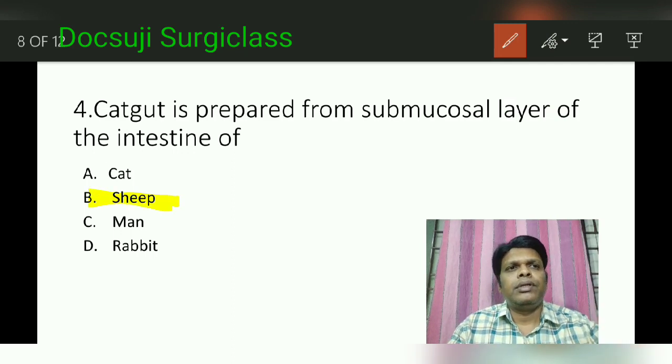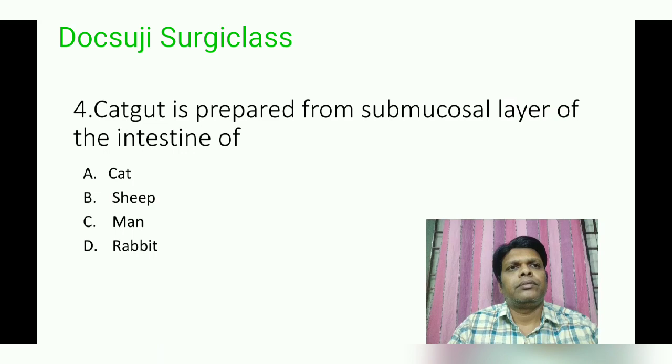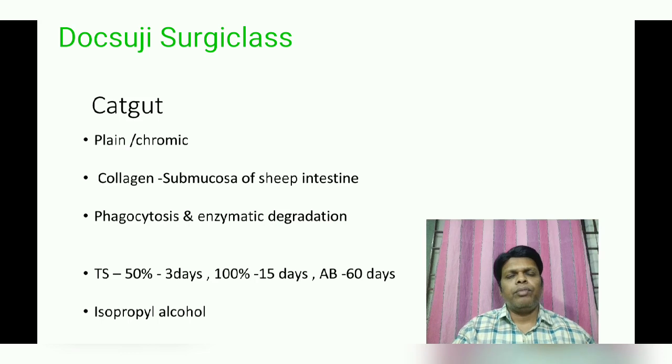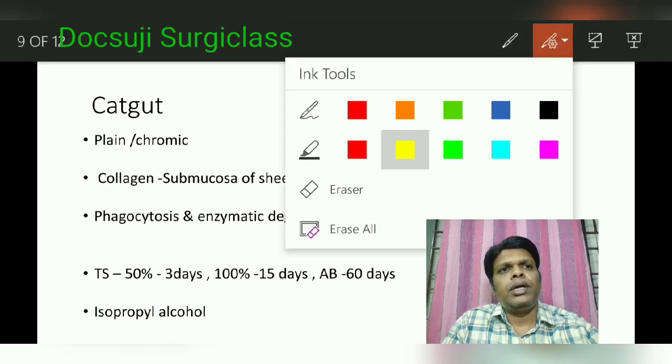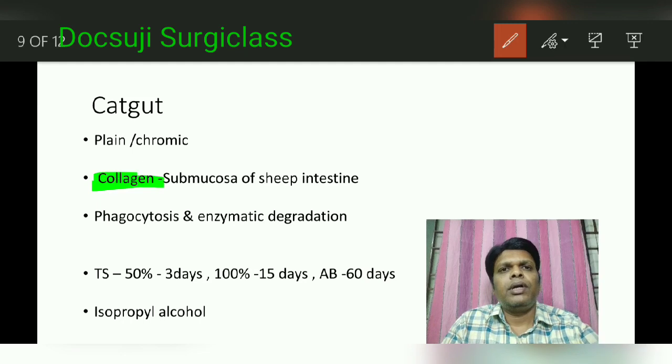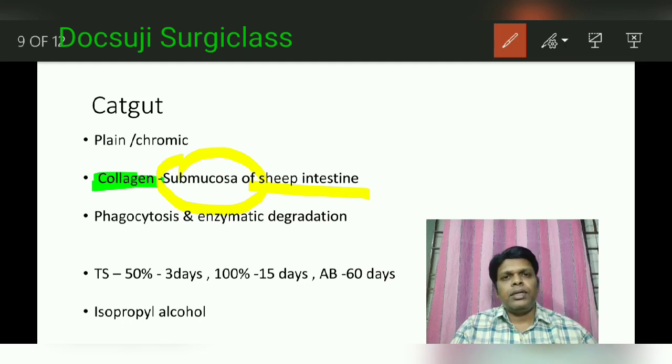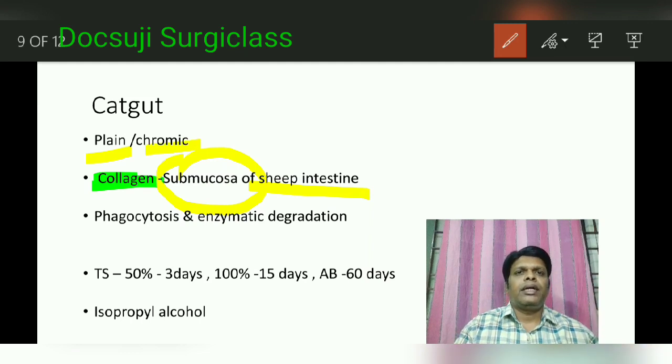So we are going to discuss what this catgut is. Catgut is nothing but collagen. It arises from the submucosa of the sheep intestine. There are two types: one is called plain, another one is chromic. Chromic catgut is plain catgut tanned with chromium salts, which helps in avoiding the degradation of this suture in the tissues.